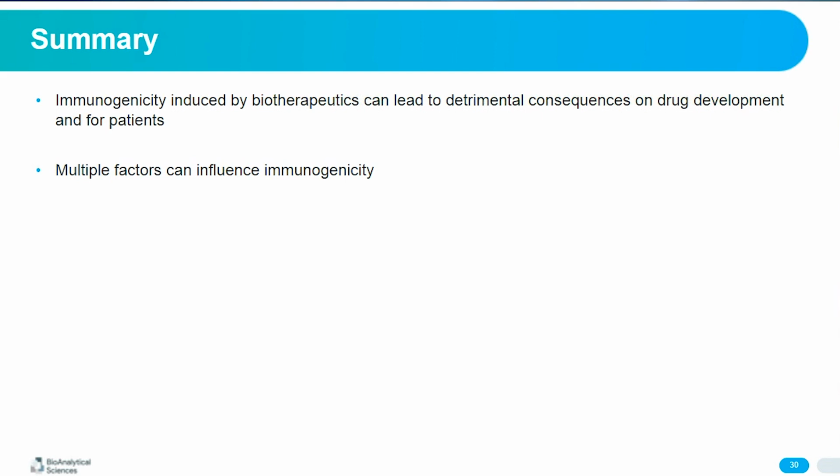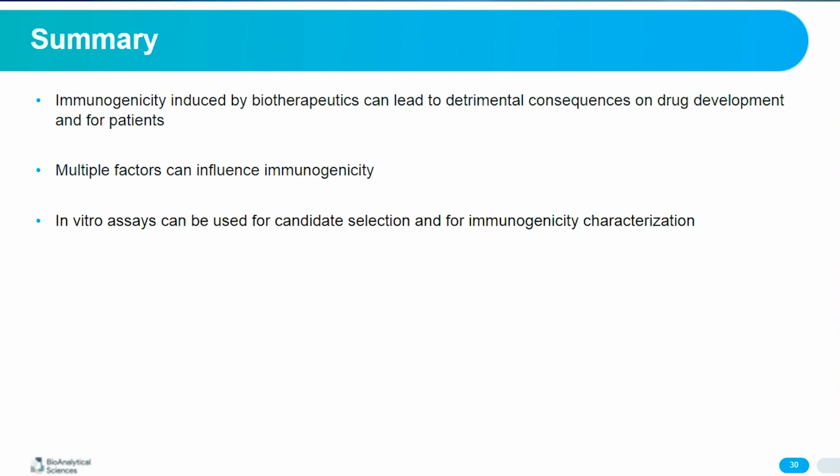In vitro assays can be used for candidate selection, for example. If we have multiple candidates, we can select the best candidate that leads to a lesser immune response, and also for immunogenicity characterization. Later on, understanding what caused the immunogenicity of a specific molecule and thinking if we can de-immunize, remove those areas that led to immunogenicity, generating a second generation of the biotherapeutic without an immunogenicity risk.